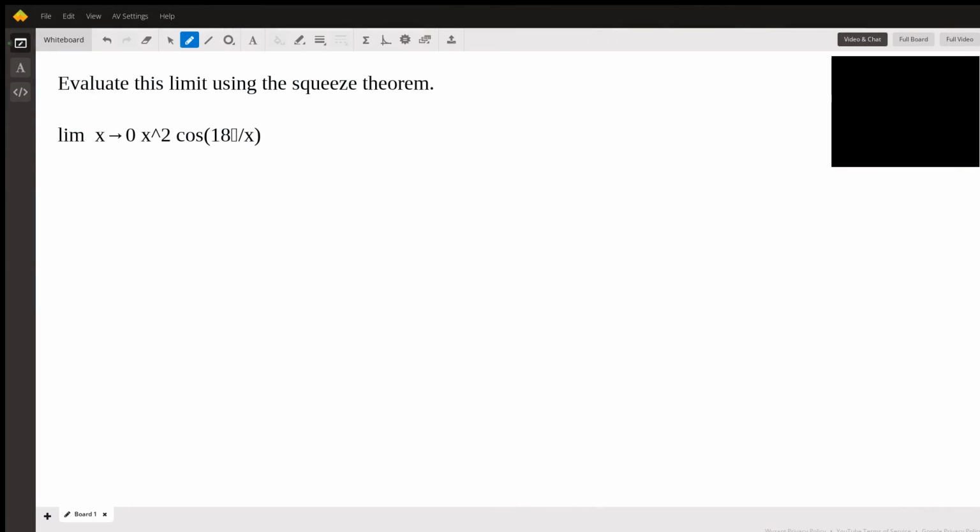I'm a math tutor here at Wyzant, answering a question submitted by a student who obviously is taking calculus, because the squeeze theorem is something that's covered in calculus. And we want to find this limit. I'm just going to write it here just to make it a little easier to see.